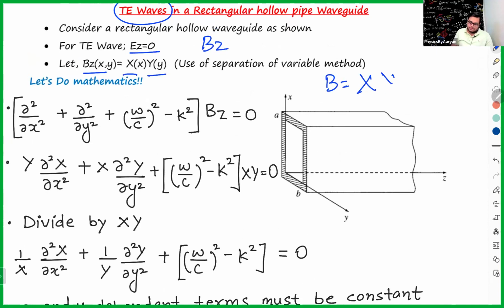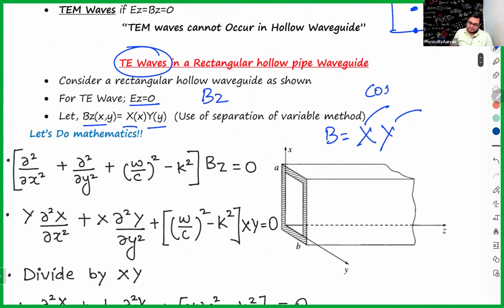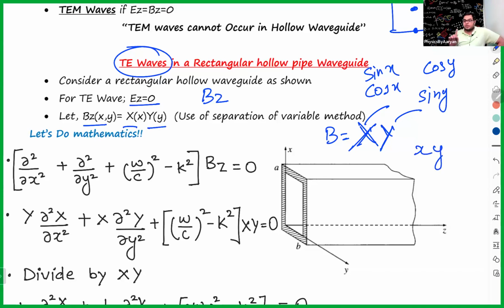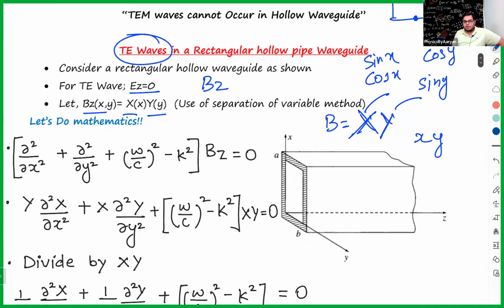Now this XY means that this is some function of x and this is some function of y. This can be cos x, this can be sin y, this can be sin x, this can be cos y, something. This capital X means that you have some function of x. This capital Y means you have some function of y. You don't know what the function is, but you have some function. Don't confuse it with simple x and y. Don't confuse it with simple xy.